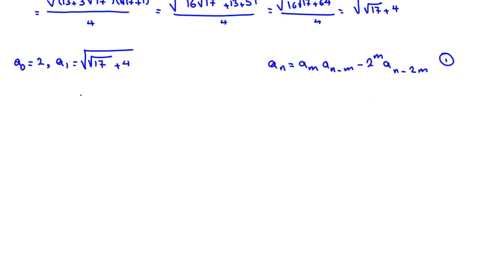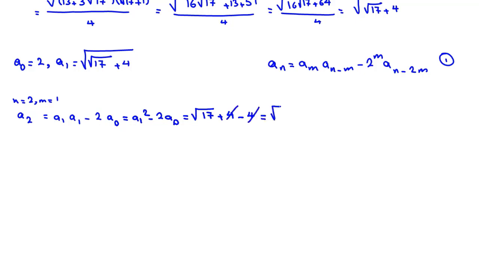Let's copy. Okay, now we want to find A2. You consider n is 2, m is 1, okay? So it will be A1 times A1 minus 2 times A0. So it will be A1 squared minus 2A0. A1 squared is 17 plus 4. Minus 2A0 is minus 4. You can cancel. It will be root 17. Okay. So A2 is root 17.